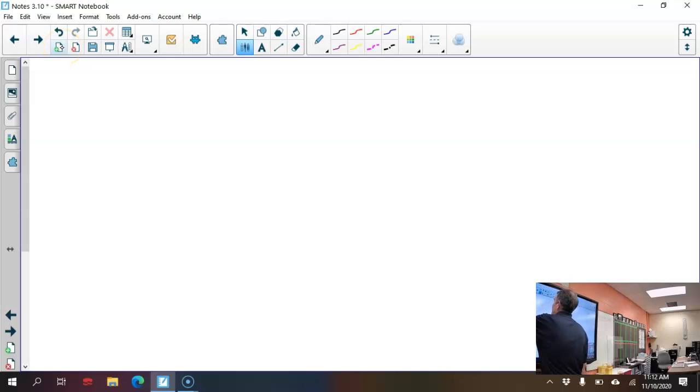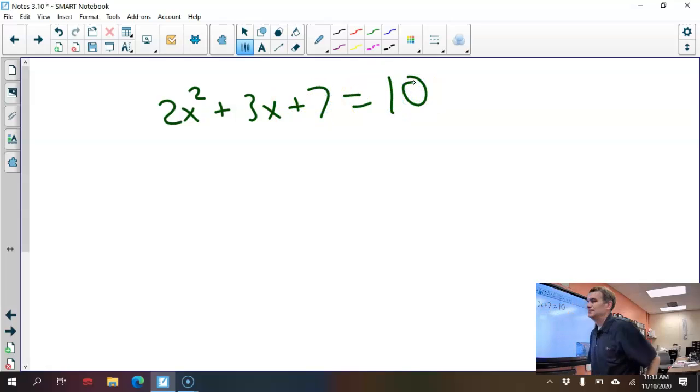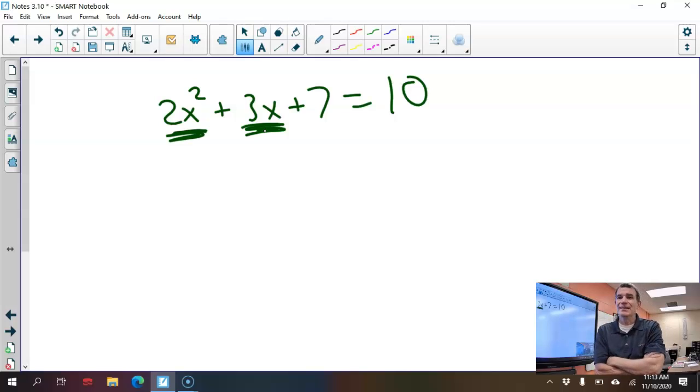So we are now going to look at equations that have both an x squared and an x in them. This is an equation that you have probably not solved before. How do you solve an equation that has both an x squared in it and an x in it? That is very difficult to do. And at this point, you probably do not know how to do it. And we're not going to learn how to do it in this class.